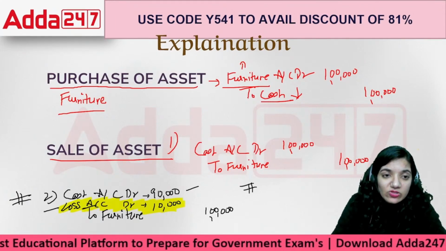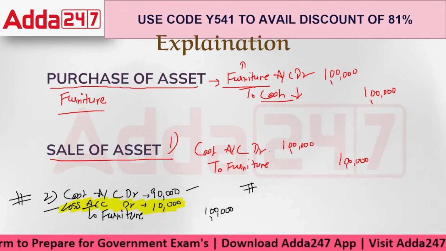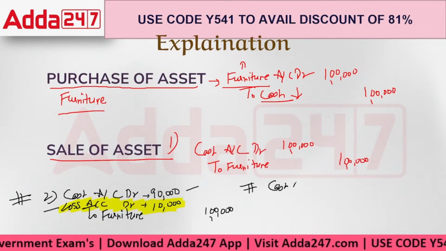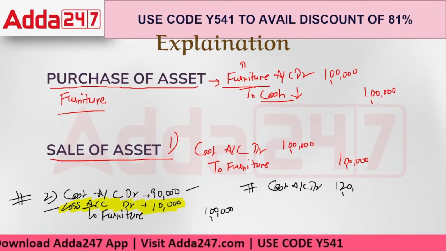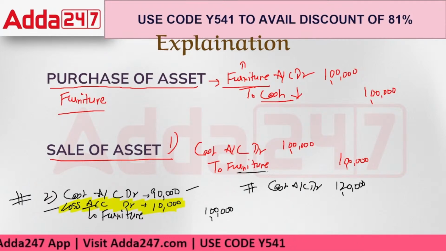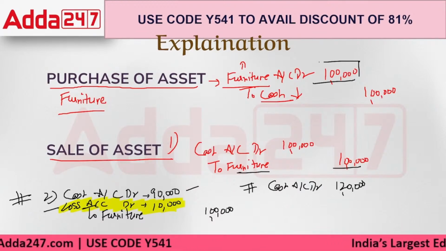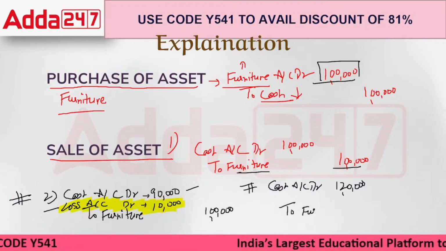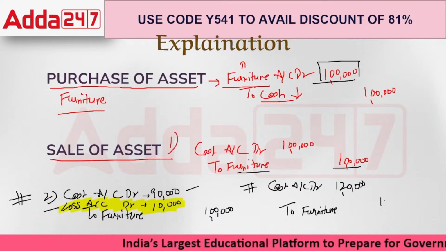Okay, let me just make it a little clearer for you. So what can we do? If I received cash, but here I got 1,20,000 rupees. I have got 1,20,000, but the value of the furniture was 1 lakh, isn't it? I got it for 1 lakh. Now I'm selling it for more. So how does it matter? The furniture costed me rupees 1 lakh.